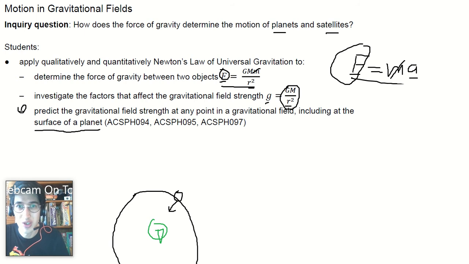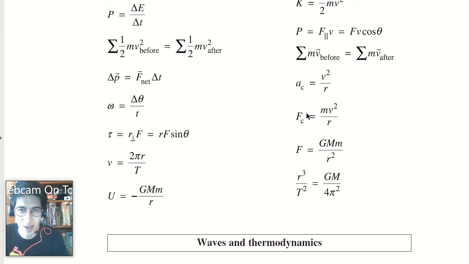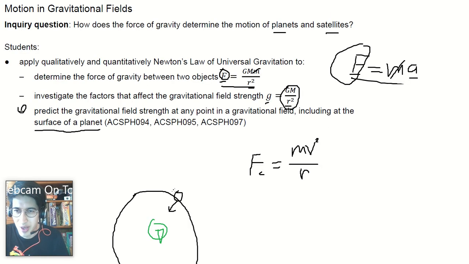Now that force is also the centripetal force, right? It's also Fc, which from a previous video we know is mv squared over r, which is in your data sheet right here. Fc equals mv squared over r. It's even right above the gravitational force. Now, in this example, that force is the same force. Force of gravity is the same as the centripetal force.